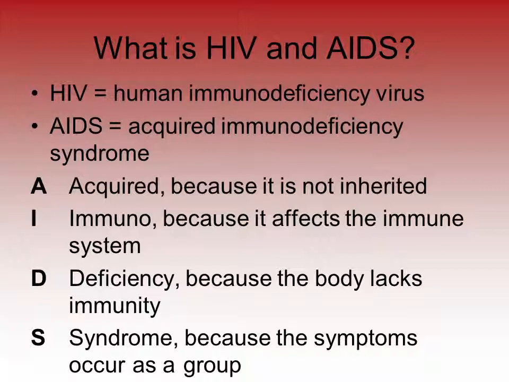AIDS, the acronym: A, it's acquired, it's not inherited. I stands for immuno because it affects the immune system. D stands for deficiency because the body lacks immunity due to the virus. And then S stands for syndrome because the symptoms occur as a group. And people don't actually die of AIDS, but they die of complications due to AIDS, meaning some other type of sickness that was able to take over their body because they acquired AIDS.